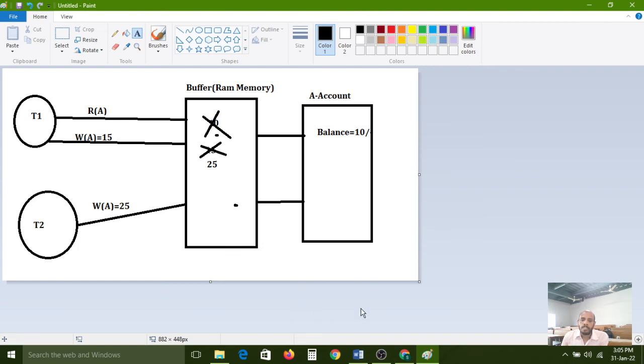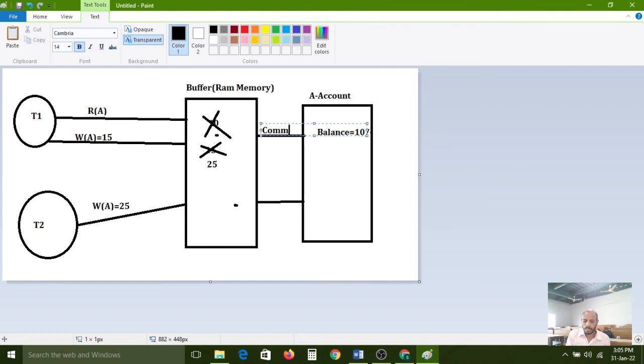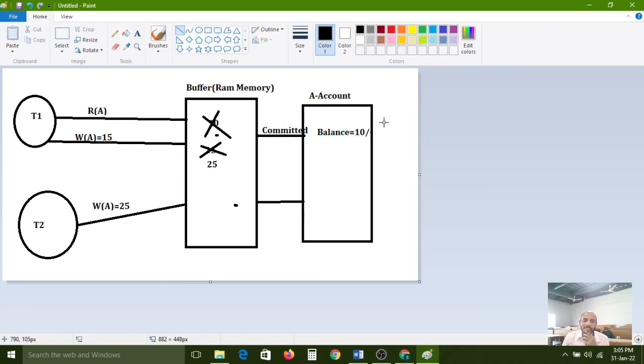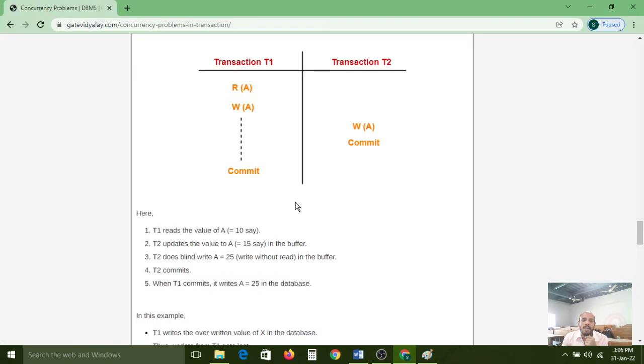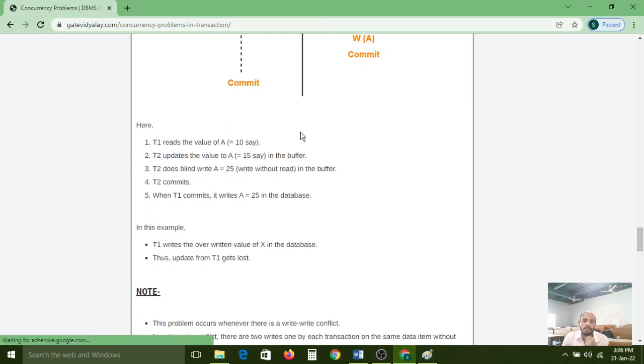Okay, then transaction 1 committed. Then 25 is stored in this place permanently. So here, what is T1's requirement? 15 needs to be inserted permanently in this database, but 25 is inserted. So that is the meaning of the update being lost by itself while doing concurrent transactions.